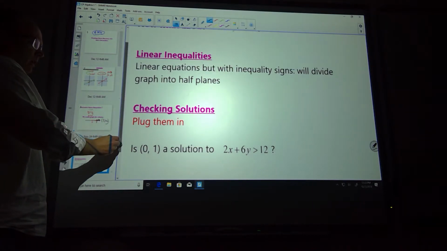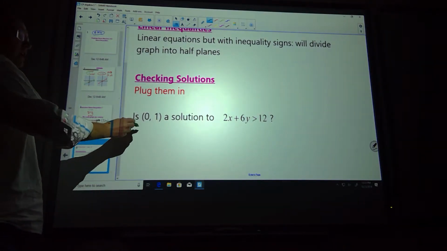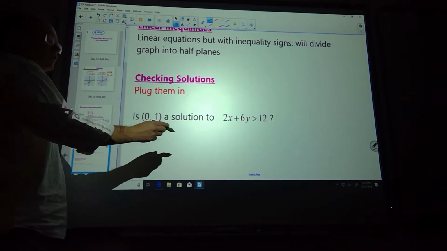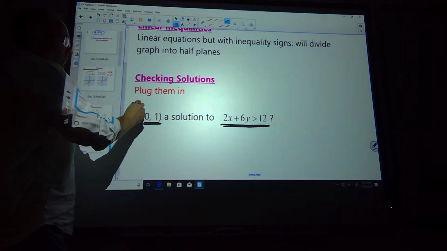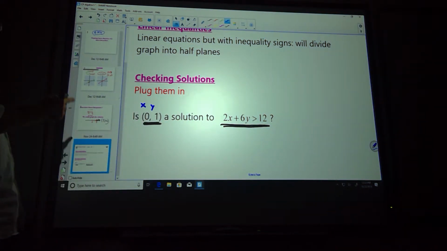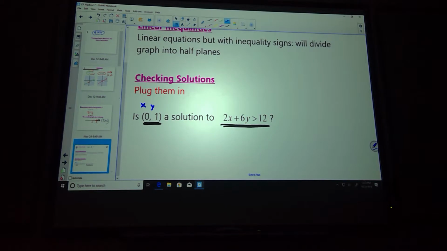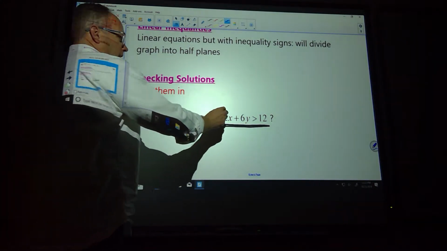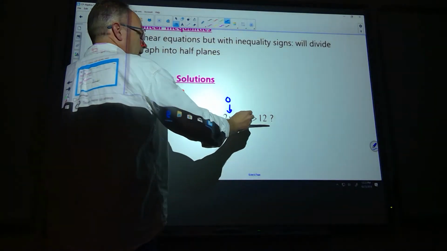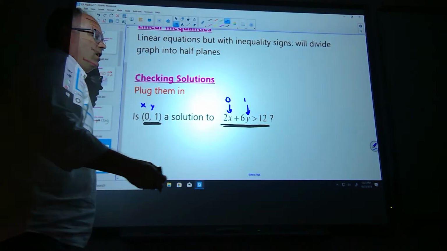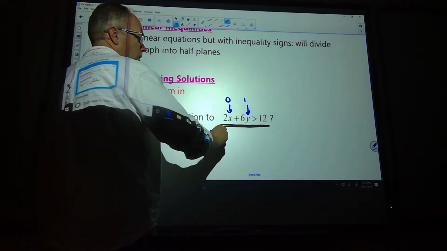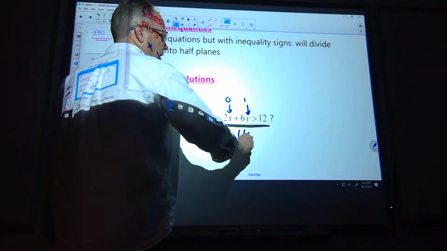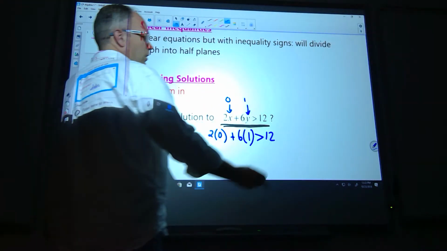So let's say I wanted to ask, is this point right here a solution to this problem right here? So what you have to recognize is I have an x and a y value right there. Do you agree with that? So then I just plug my x and y value into my equation. That's going to be a 0, and that's going to be a 1, and we try to see if it makes it true or not. So if I had 2 times 0 and 6 times 1, is that value going to be bigger than 12?